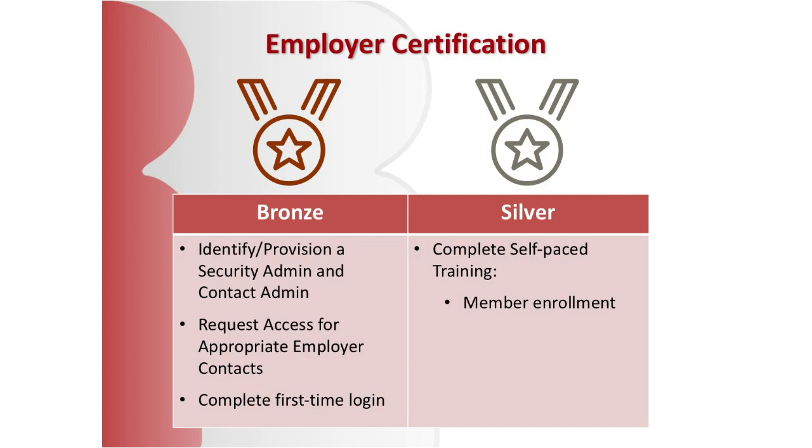And just as a reminder, as far as how employer certification works on the state end, for bronze certification, you must identify and provision a security administrator as well as a contact administrator. The security administrator will be able to set up security for the folks listed on the contact list, as well as request a user ID. And you'll also need to request that access for the appropriate employer contacts to make sure that your folks can do what they need to do in Retirement Online.